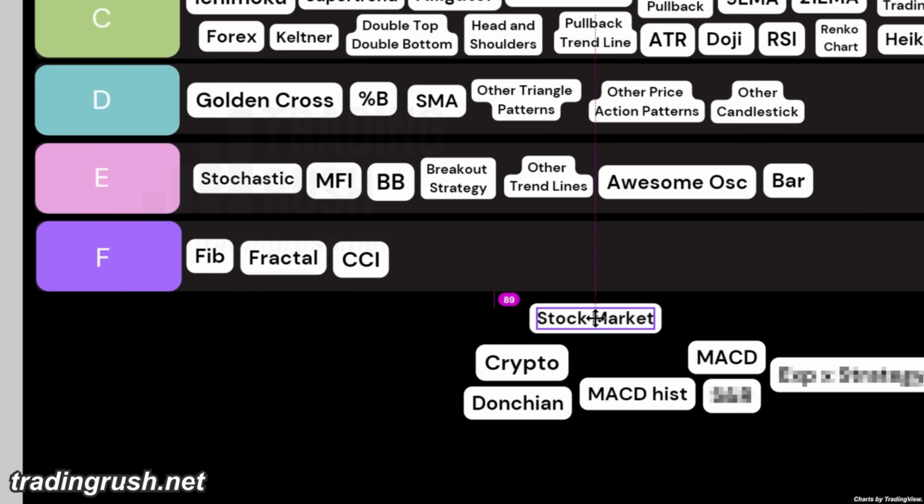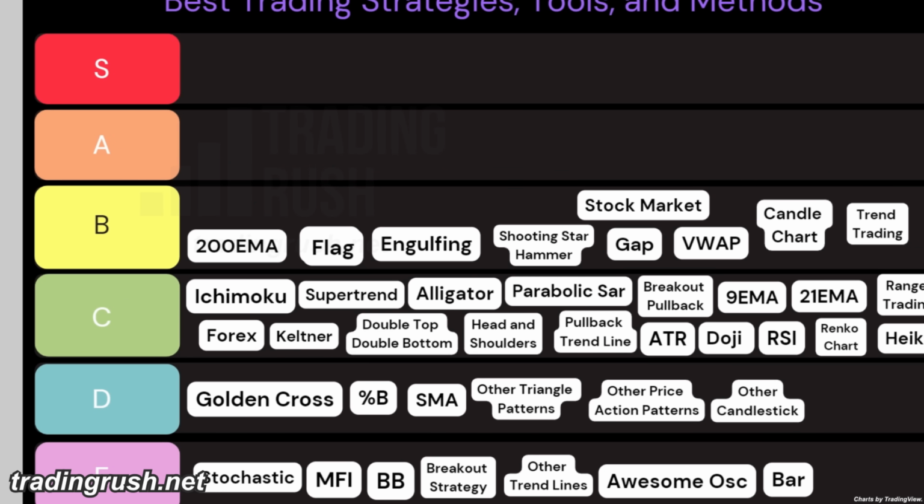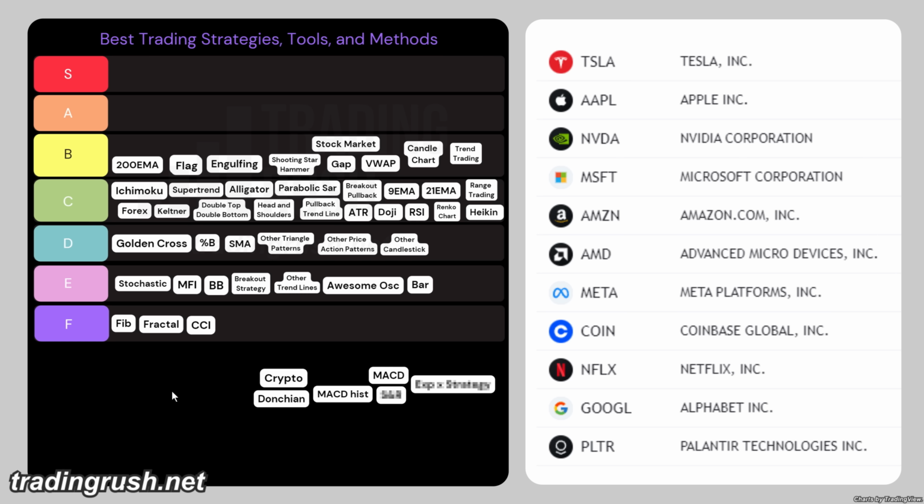I would put the stock market in the B tier, because I can trade a wide range of products very easily. The market noise in the stock market is less compared to the Forex market, so I can more reliably trade smaller time frames.